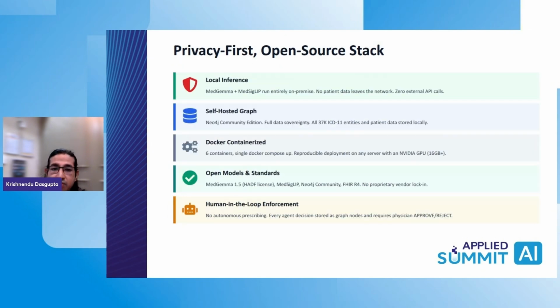Before we go to the demo, we want to say it again, everything that you're going to see is on-premise. There are 0 external APIs. It's all happening on one GPU machine, fully open source. It's a completely open source stack. Human in the loop is enforced at an architecture level, and there is no code path from the agent to the verification request without physician approval. So with that, let's go and present a little bit of the demo.